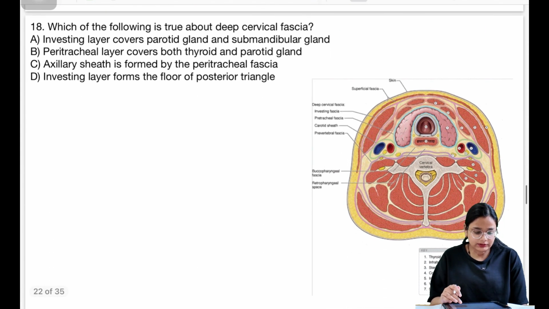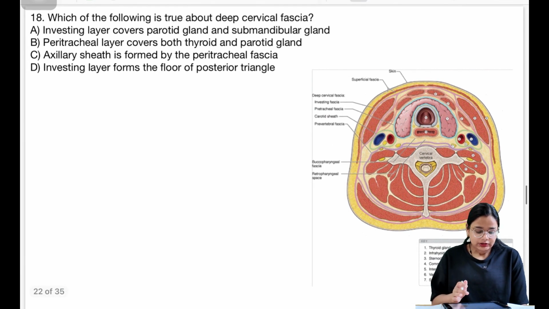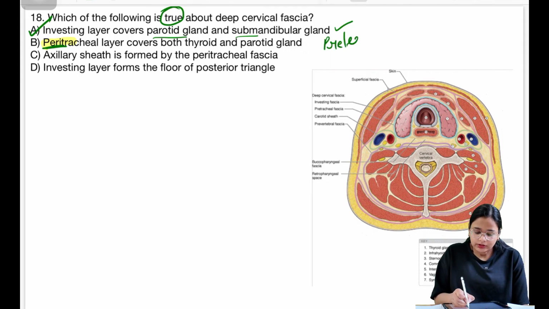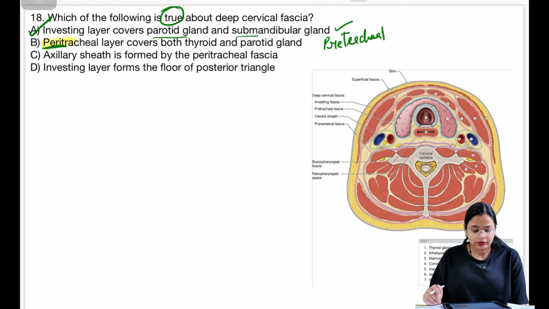Next is, which of the following is true about deep cervical fascia? Just logically we will see this question. Investing layer covers parotid gland and submandibular gland, correct answer. We have to find the true one, so the correct answer will be the first one. Second one is peritracheal. We don't have any deep neck fascia by the name of peritracheal. It is pretracheal. Second, pretracheal covers both thyroid and parotid gland. No, it is incorrect. Pretracheal mainly covers the thyroid gland and forms the ligaments of the thyroid gland.